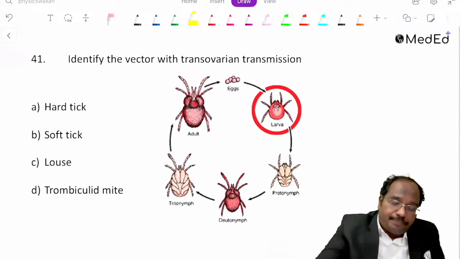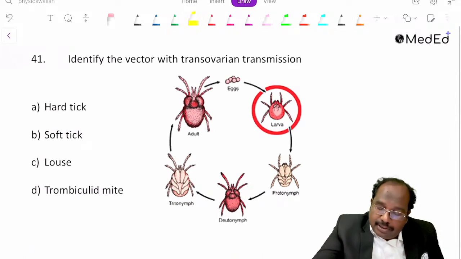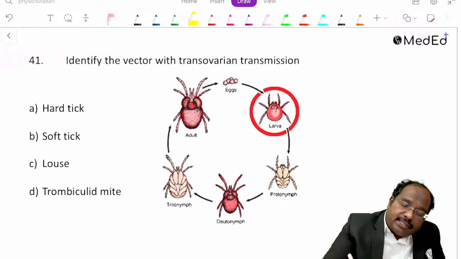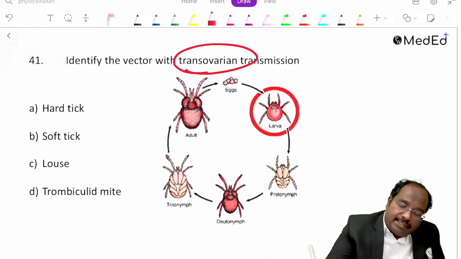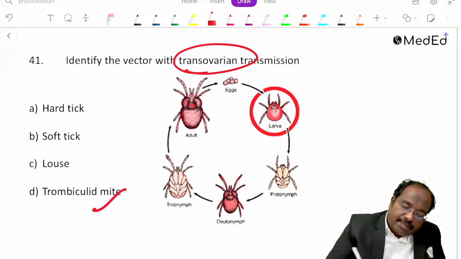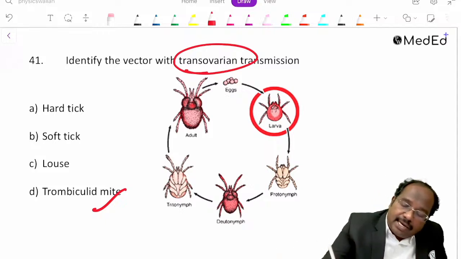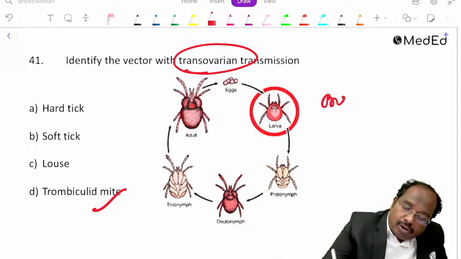What is this? So this is the nymph stage, adult stage. Transovarian transmission is there, so that is seen in this mite, guys. Okay, this is the trombiculid mite. So eggs, larva. So what is transovarian transmission?